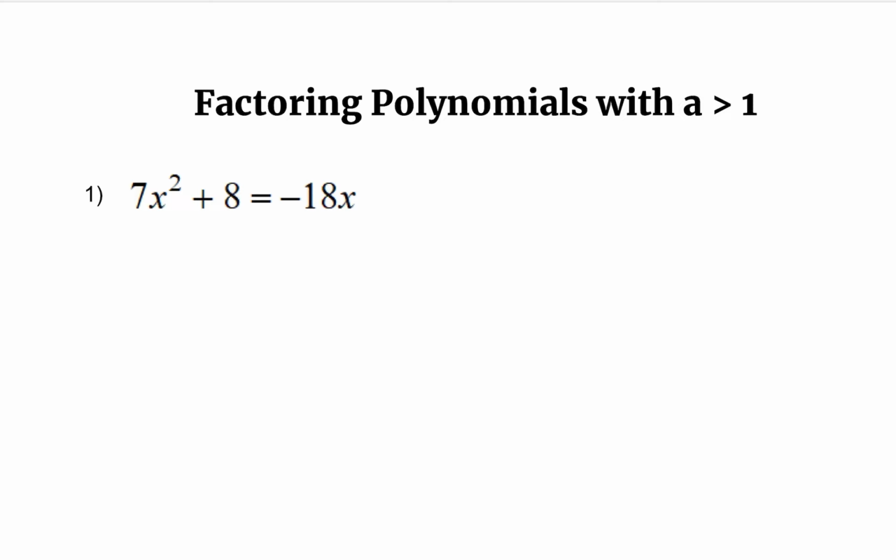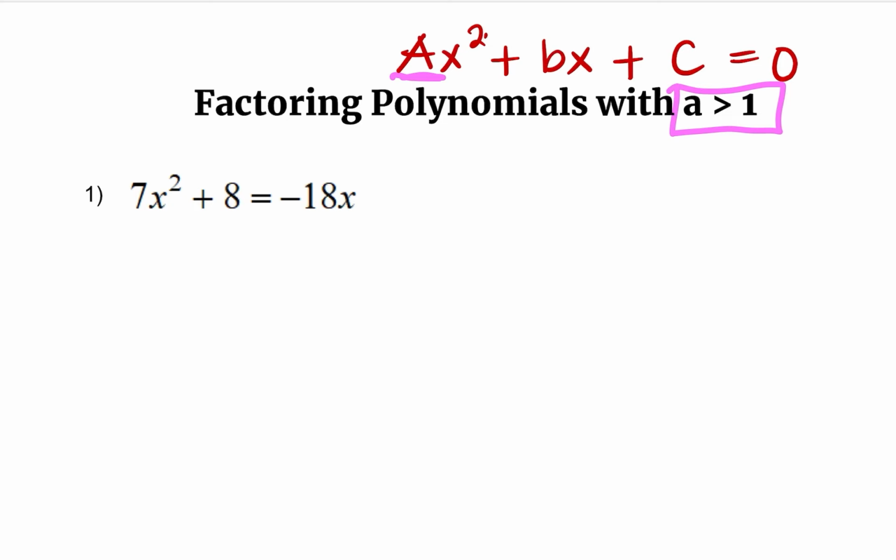Today we are going to learn how to factor polynomials where a is greater than 1. What do we mean by a greater than 1? We are referring to the standard form of a polynomial, ax squared plus bx plus c equals 0. So the leading coefficient, which is a, this time is greater than 1.